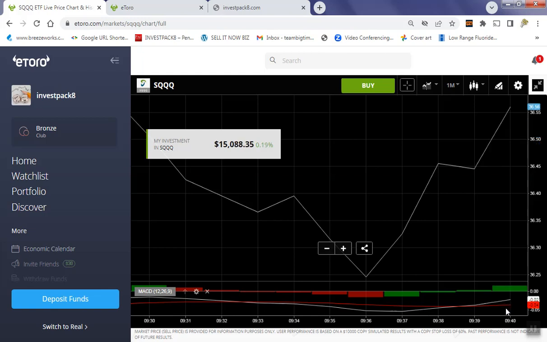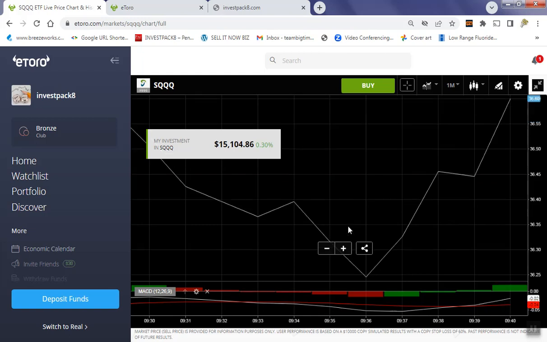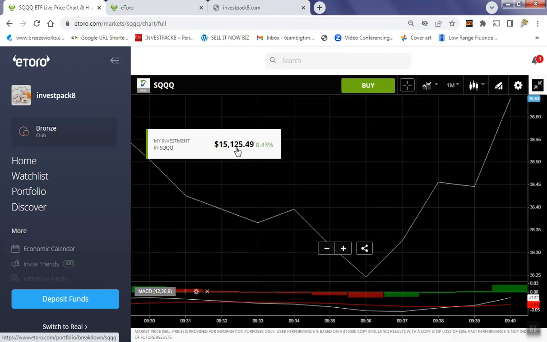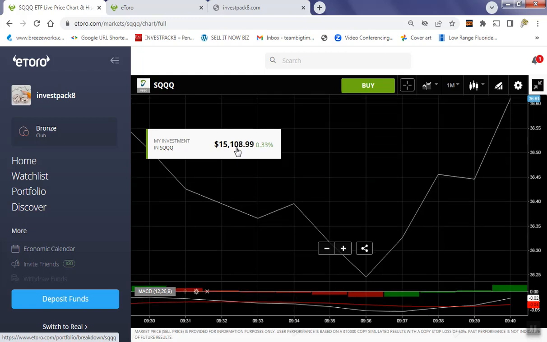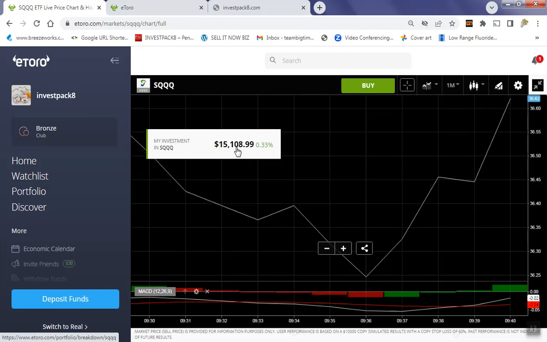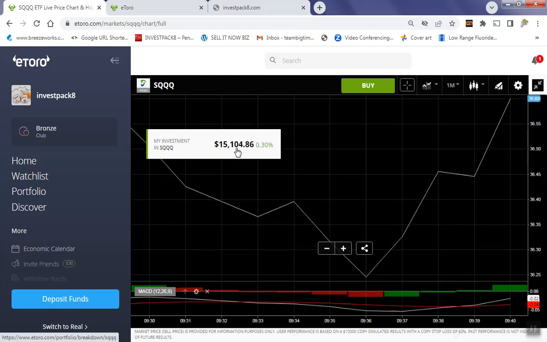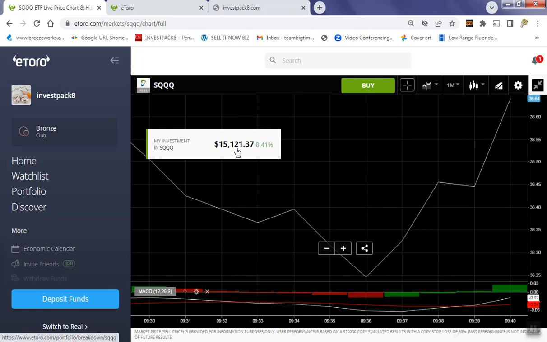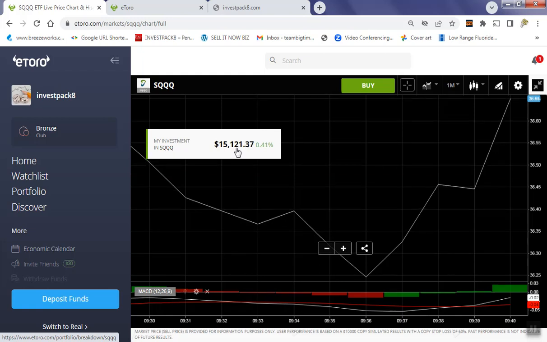There you go. It's $104 that fast. Is that enough for you for the day? 120, 125. Watch the profits. And when you switch over to E-Trade, your profits will be a whole lot more.